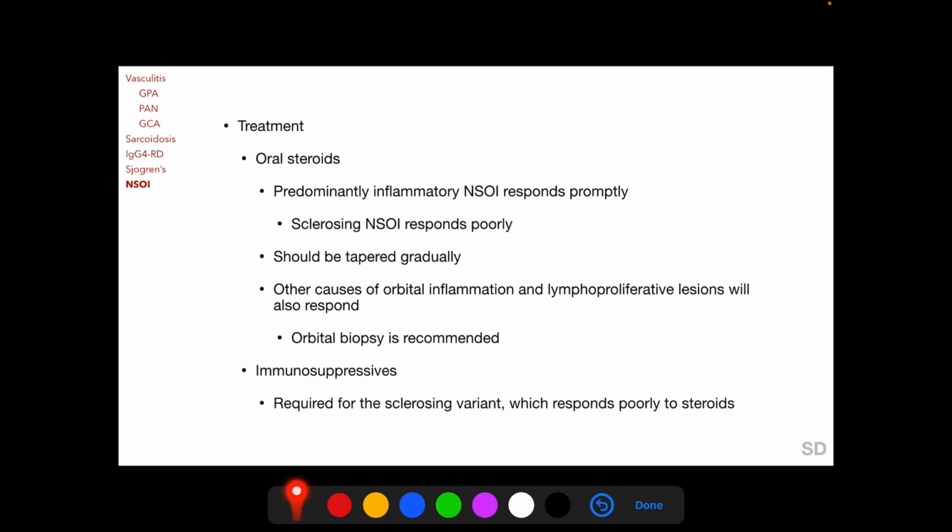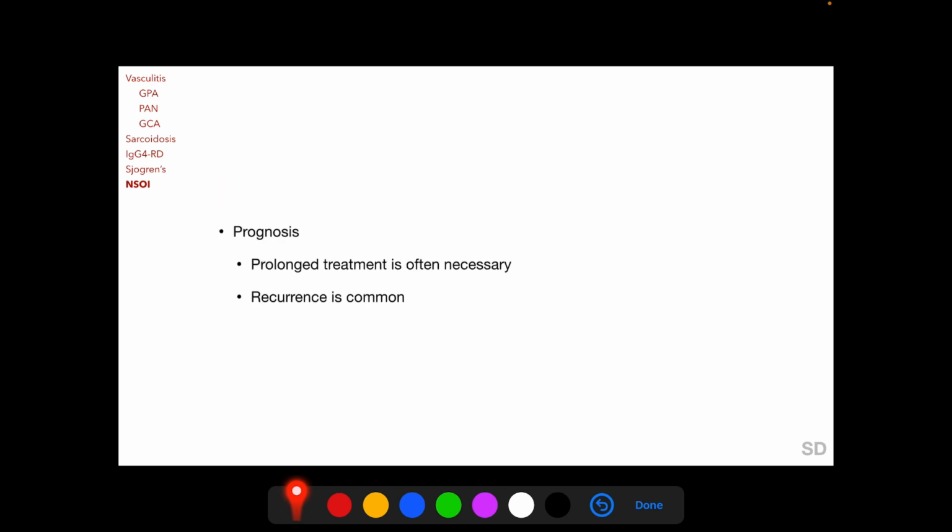Since other specific causes of orbital inflammation as well as lymphoproliferative lesions also respond to oral steroids, orbital biopsy is recommended in almost all patients presenting with features of orbital inflammation, as we have mentioned. Sclerosing variety of NSOI usually requires immunosuppressives because they respond poorly to steroids. NSOI usually requires prolonged treatment with steroids or immunosuppressives, and recurrence of NSOI following treatment is also common.